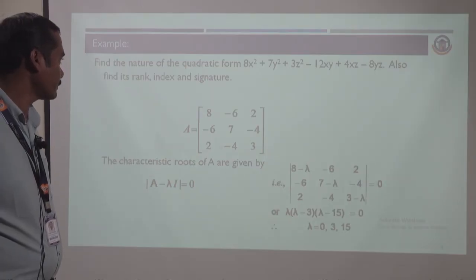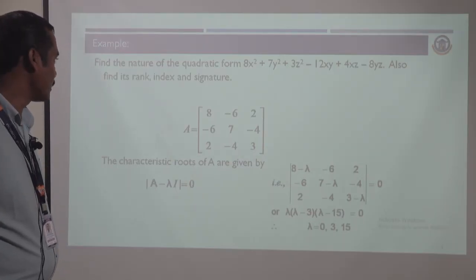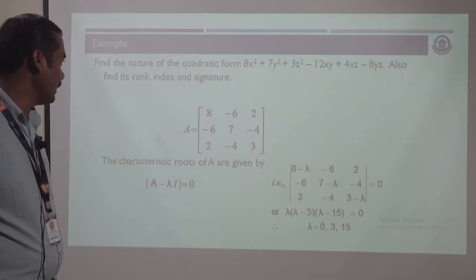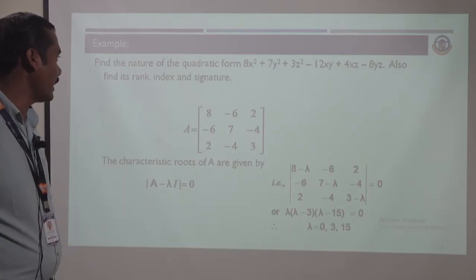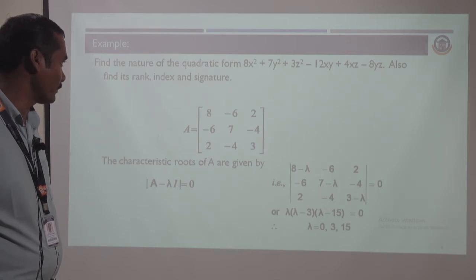Also, the matrix corresponding to the quadratic form is symmetric. So we can write the first column as the first row. Here the first column's remaining entries are minus 6 and 2. Then we have to find the third entry in the second row. That means the coefficient of yz. The yz coefficient is minus 8, and the term should be divided by 2. That is minus 4.